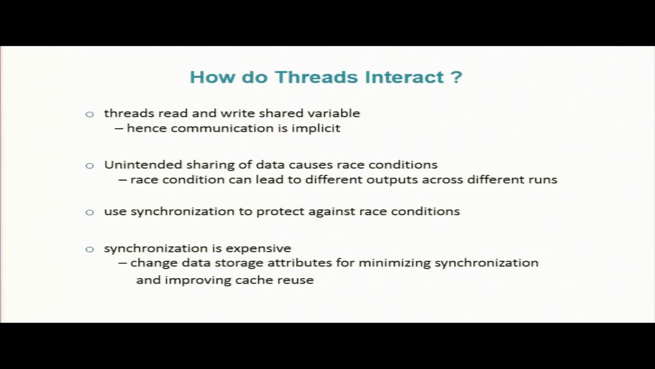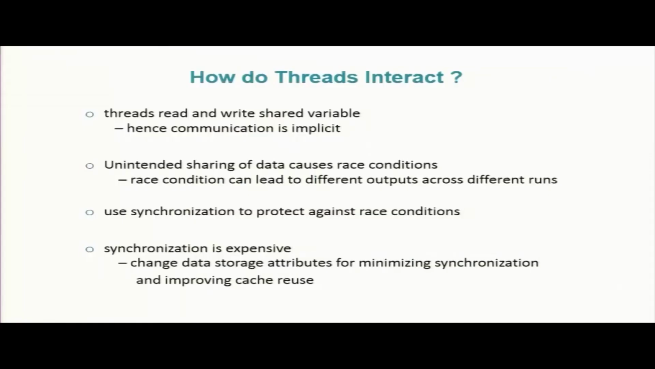With synchronization, we can handle this dependency, but it is expensive. We'll see in our parallel programming that the more we use synchronization, the more we have performance penalties. So we should have some better way of managing these dependencies. One way is changing data storage attributes, like instead of having shared data, we can have private data. And that also improves our cache use.